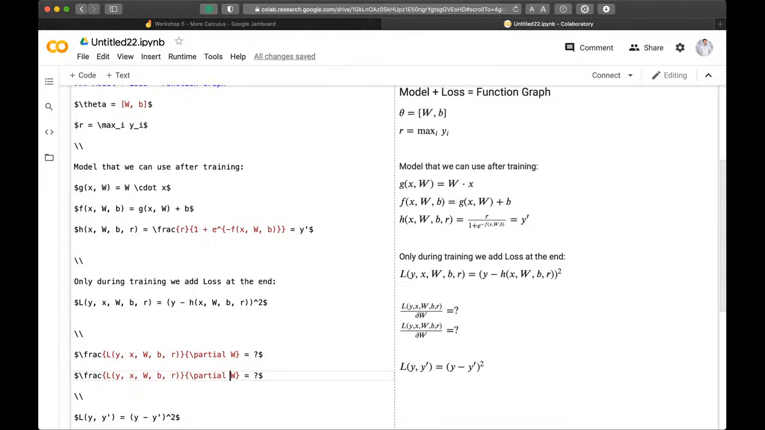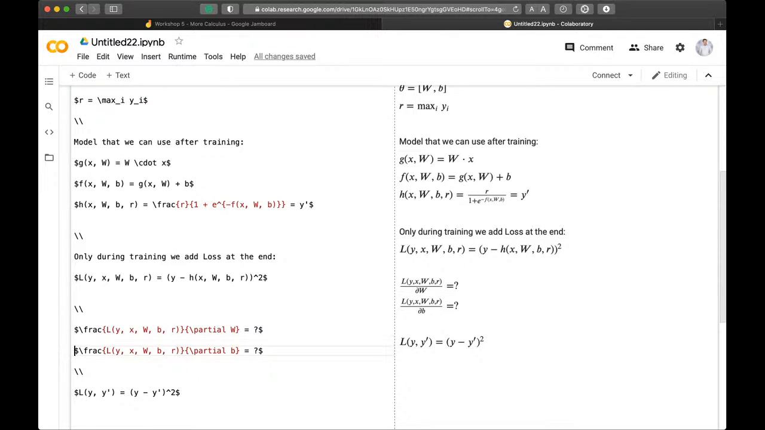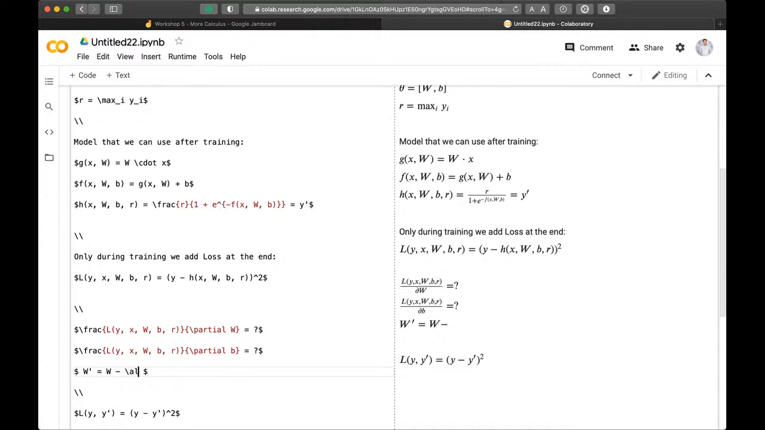If we find those two values, then next we can change the W and bias. So to change W, this is going to be our new W, so let's call it W prime. So W prime equals W minus alpha times this whole partial derivative, like that.